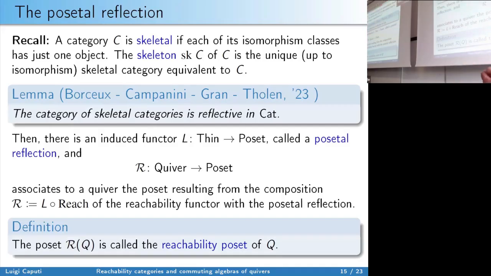This is why I said at the very beginning that you might know the reachability categories as just posetal reflections of normal categories. This way we obtain a way to go from quivers to posets that I could have done directly, but this way we know that we can associate to quivers both reachability categories and posets, and the two are actually equivalent to one another. And this is an important step. So the reachability category and the reachability poset are equivalent because the reachability poset is the skeleton of the reachability category.